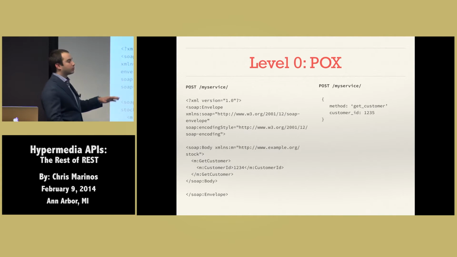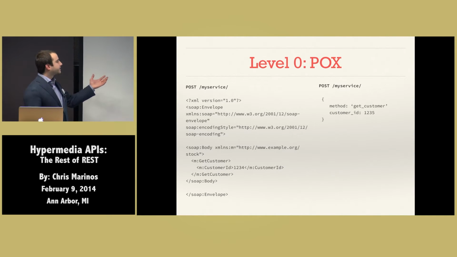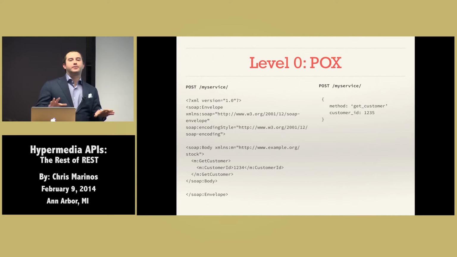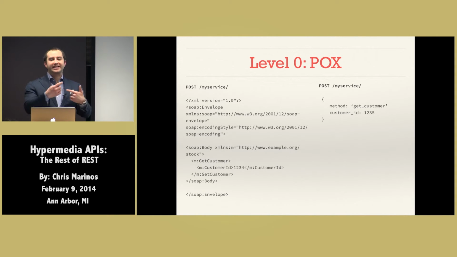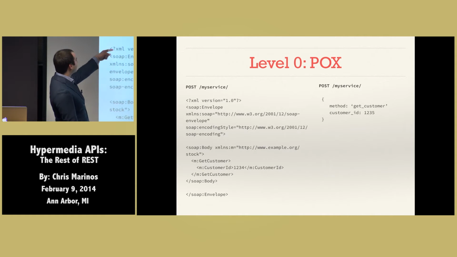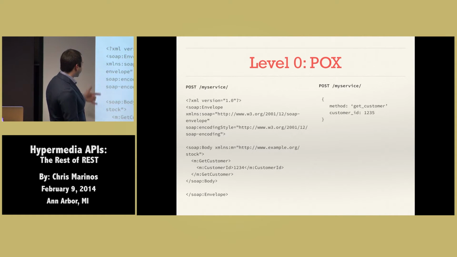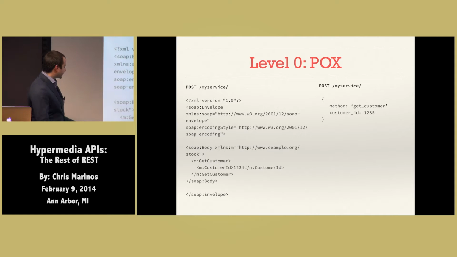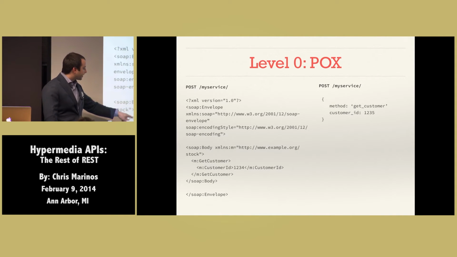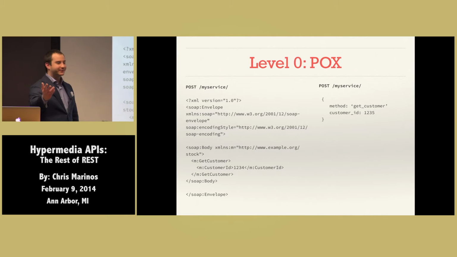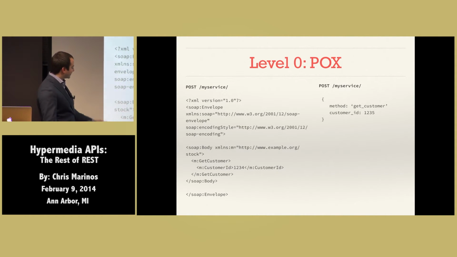So this is level 0, plain old XML. This is SOAP, basically. It's using HTTP as a transfer mechanism for data, but it's not really following HTTP at all. It's not using the uniform interface of HTTP. You post to a root URL, and in XML you might have a SOAP request that looks like this, saying I want to get a customer, and here's my customer ID. I apologize if you can't see it in the back. That's the downside of slides. I can't move it up as easily.